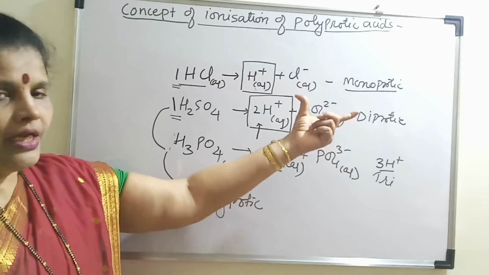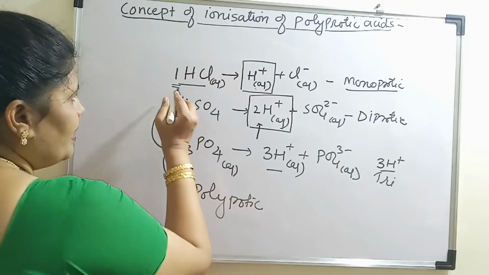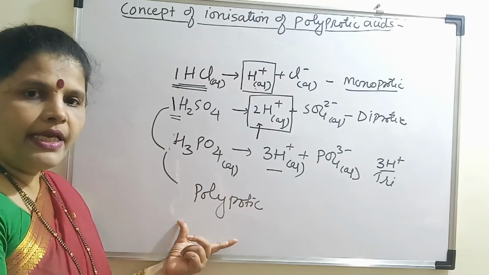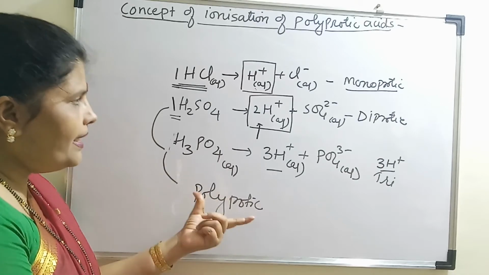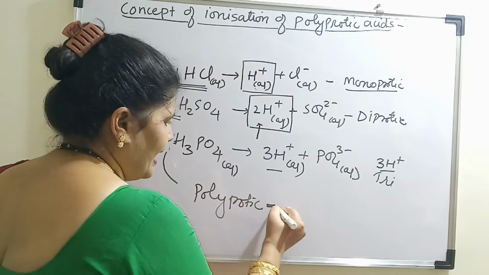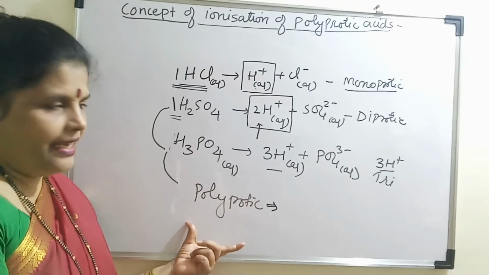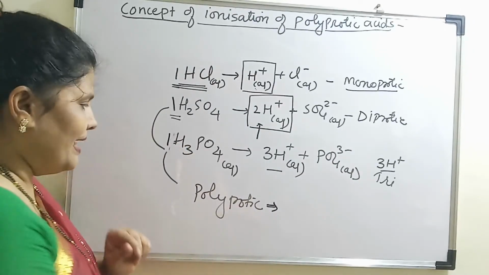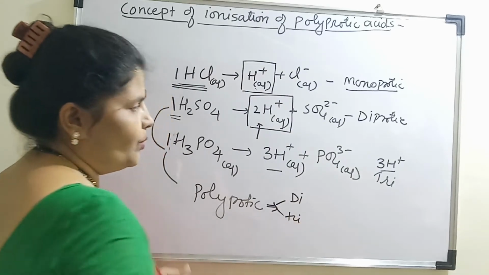What is monoprotic? Monoprotic is one that can give one hydrogen ion per molecule of acid. And what is a polyprotic acid? A polyprotic acid can be diprotic, can be triprotic, depending upon how many H plus ions it gives. So how can I define a polyprotic acid? Acids that can give 2 or more than 2 hydrogen ions per molecule of the acid are called polyprotic acids. Polyprotic acids can be di or triprotic acids.